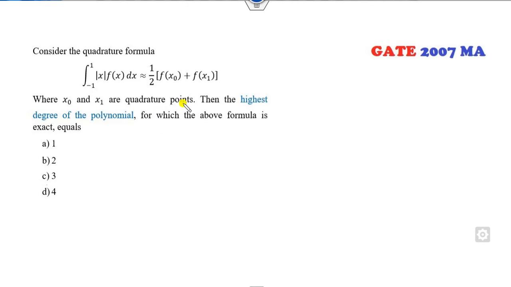Okay, look at this another one, which is the quadrature formula. Again this is the same question as I told you previously. This is the midpoint formula. So once it is the midpoint formula, the degree is always 1. So the right answer is 1.